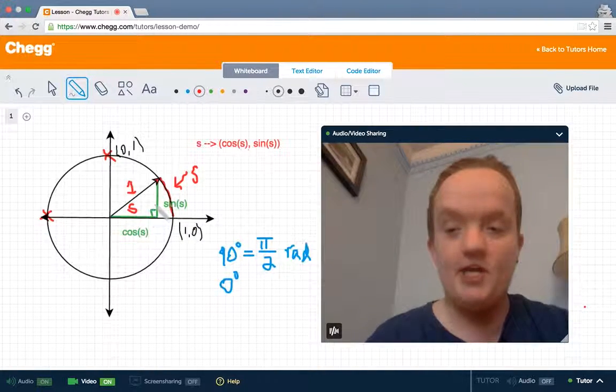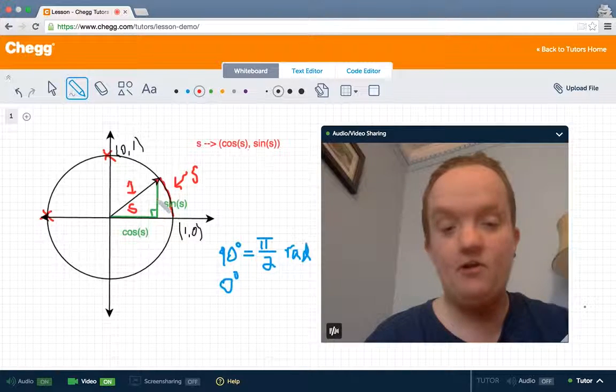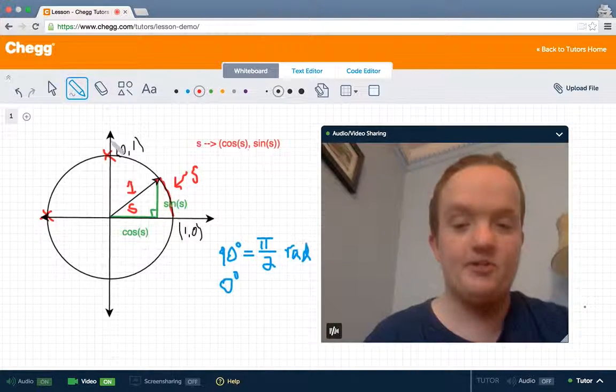This is kind of a very informal proof. What we did with the cosine and sine with this triangle is a more formal proof, but this gives you some intuition into how the unit circle works.